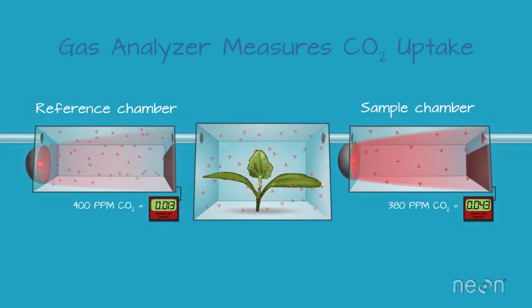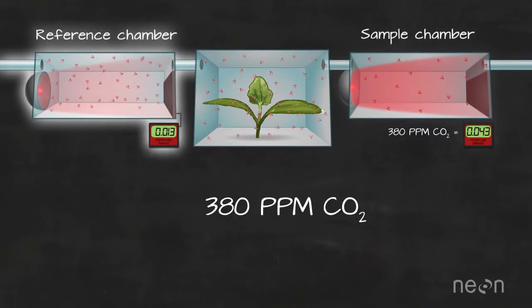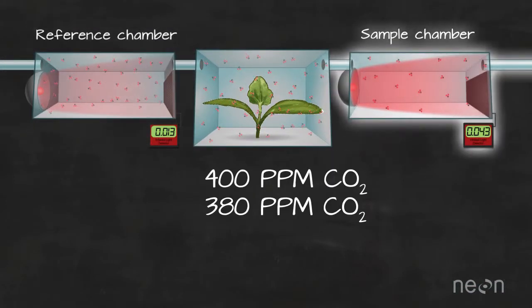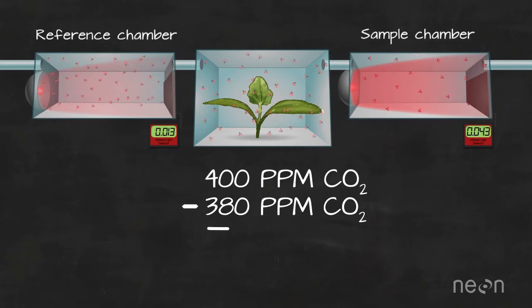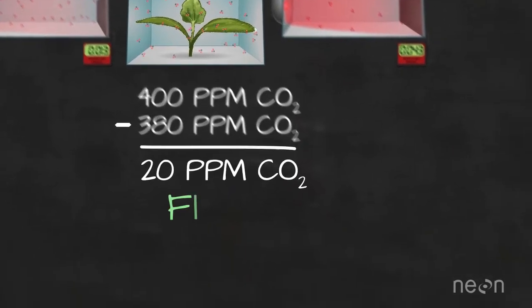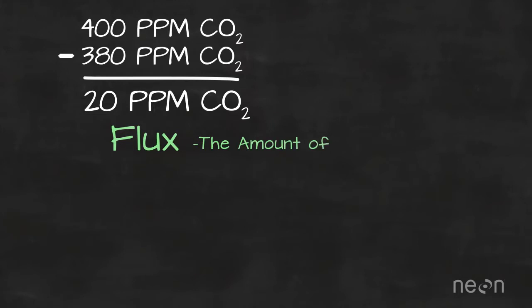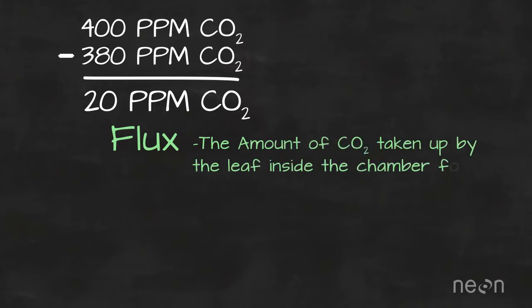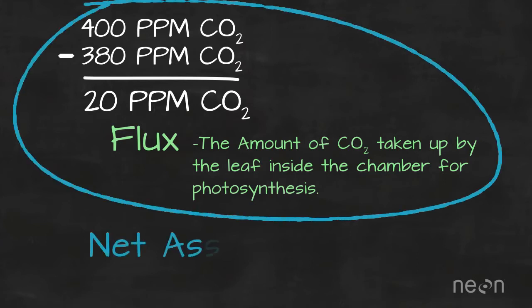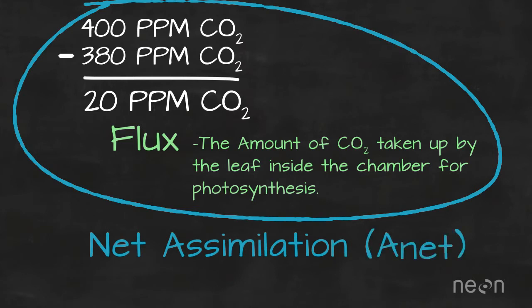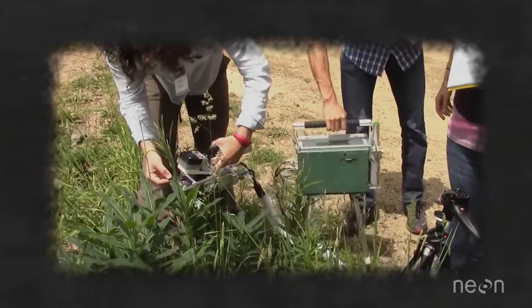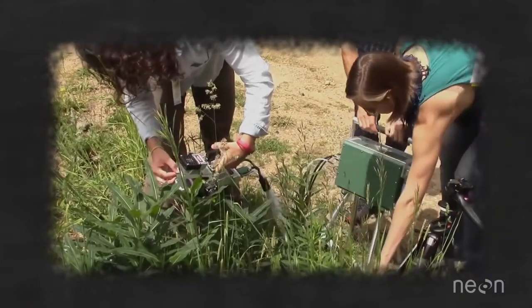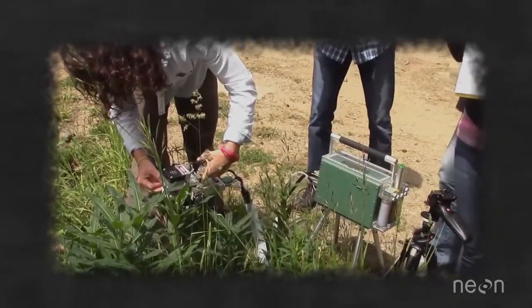Here comes the interesting part. We can calculate the difference in the amount of CO2 measured in our reference chamber compared to the CO2 measured in our sample chamber. The difference between CO2 in the two chambers is the flux, which represents the amount of CO2 taken up by the leaf inside the chamber for photosynthesis. The measurement of the difference in CO2 between the two chambers is called net assimilation, or ANET. So, the infrared gas analyzer can be used to estimate how much photosynthesis is occurring.